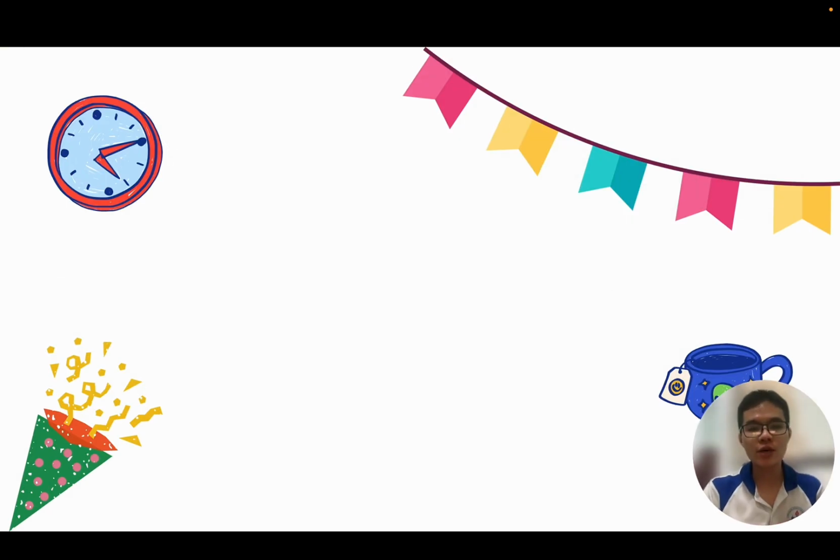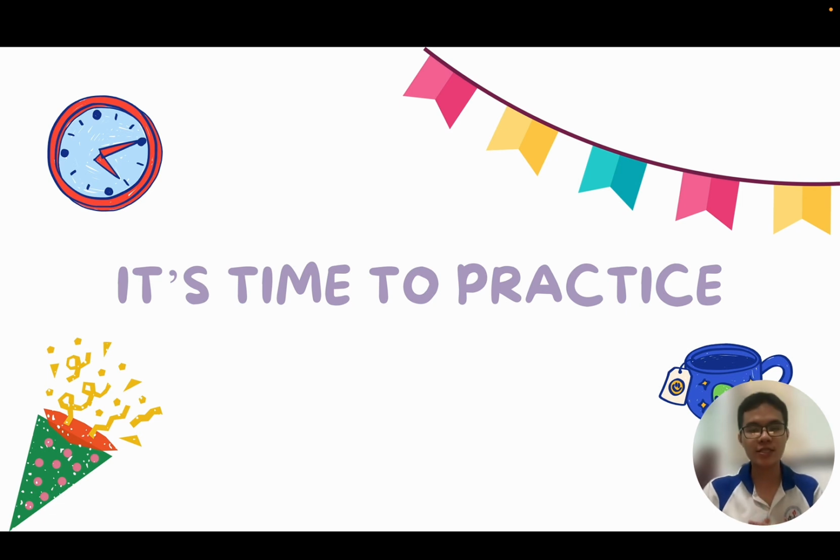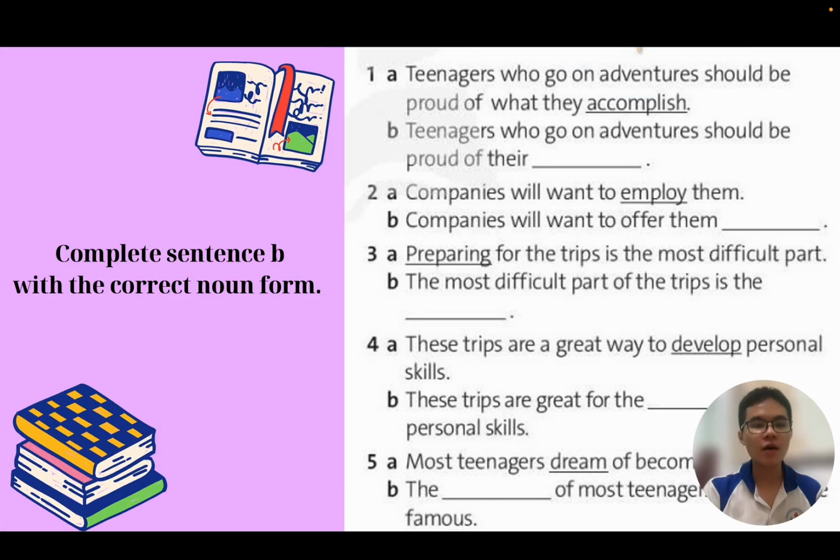Alright, everyone, so it's time to practice. Now I have a small exercise that I extracted from your student book. That is from exercise number 6 in your textbook page. In this exercise, based on the first sentence, you are going to complete sentence B with the correct noun form.